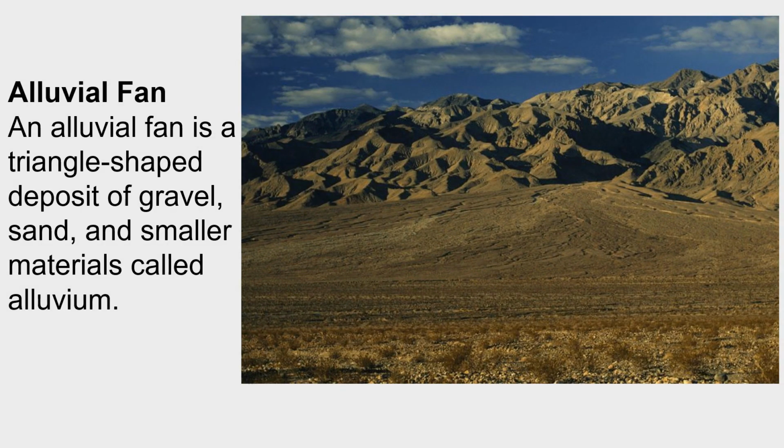This is an alluvial fan. So alluvial fan is a triangle shaped deposit of gravel, sand and smaller material called alluvium. Just we have seen what's the difference between a gravel and a sand, right? Alright, and even something which is smaller than a sand becomes an alluvium. And when such triangular deposits form, it looks like a mountain, but obviously it's not a mountain. That's technically called as an alluvial fan.